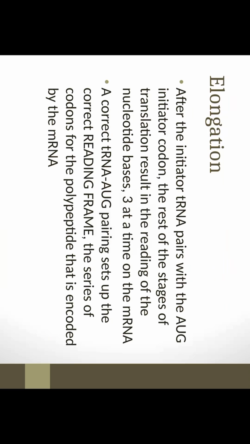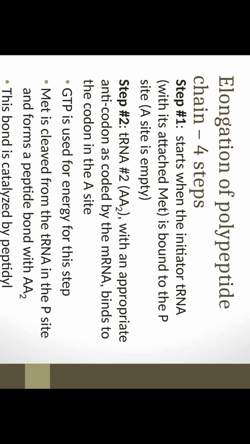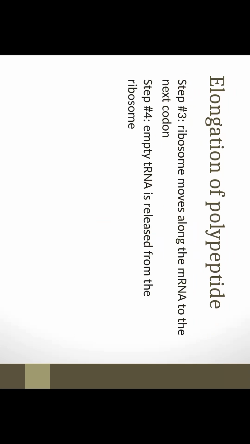The initiator tRNA pairs with the AUG. Okay, so there is a correct reading frame which starts with the AUG, which is the start codon, and the AUG starts the reading frame, and then as the ribosome goes along, it reads 3 base pairs at a time. Sorry, 1 codon at a time, which is 3 bases. GTP is used for this step. Step number 2. I think that's all I missed.